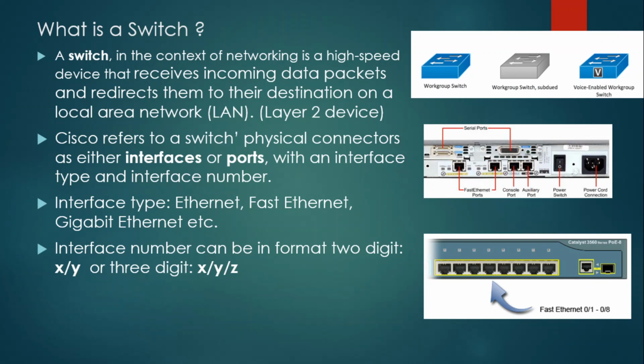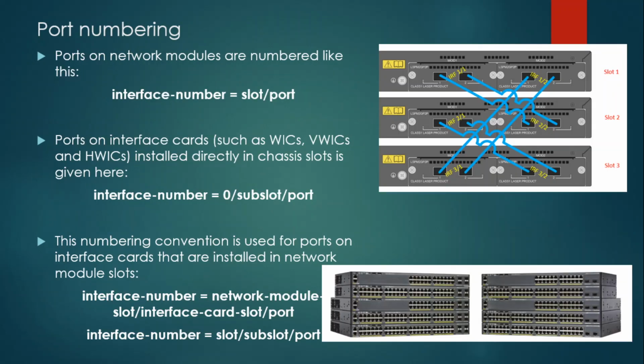I'm going to focus on the port numbering. Ports on the network modules are numbered like this. As you can see, interface number is equal to slot/port. Port interface cards such as WICs, VWICs and HWICs are installed directly in the chassis. The slot is given right here in the example. Interface number is equal to 0/subslot/port.